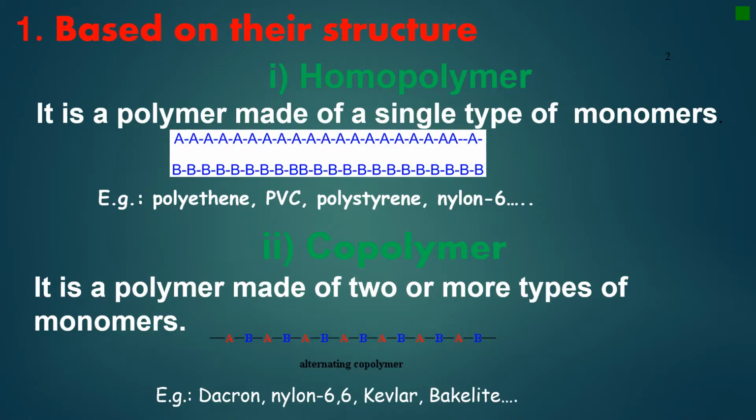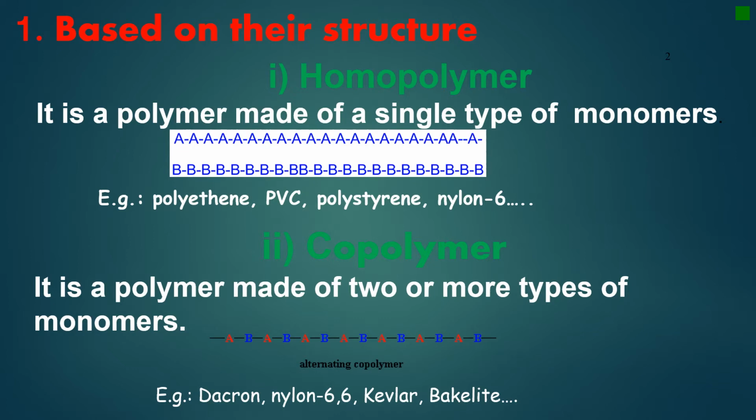The first classification of the polymers is based on their structures. Based on the structure, we have homopolymers and copolymers. Starting with homopolymers, they are polymers made of one type of monomer. As the word itself indicates, homos means the same. The example here is a polymer molecule that's made of A monomer molecules.